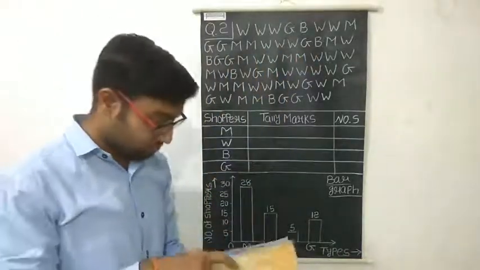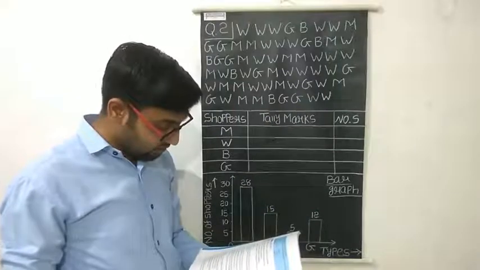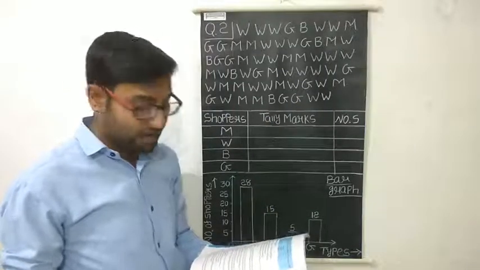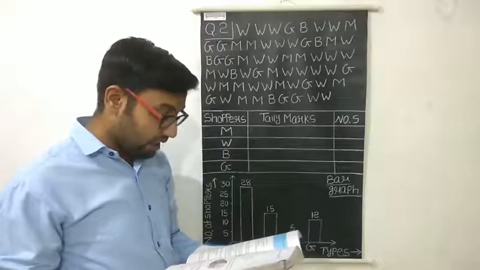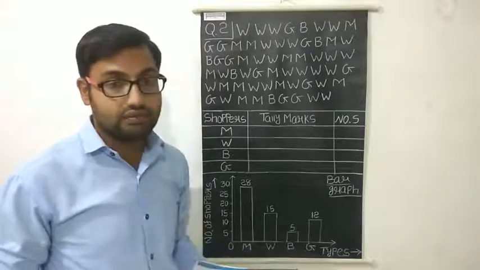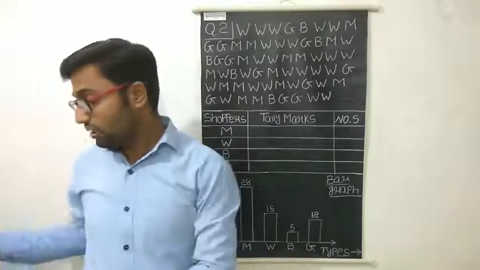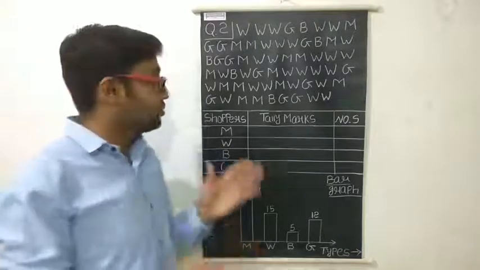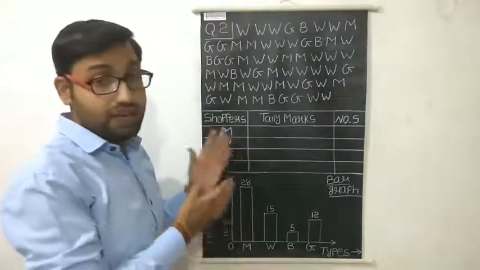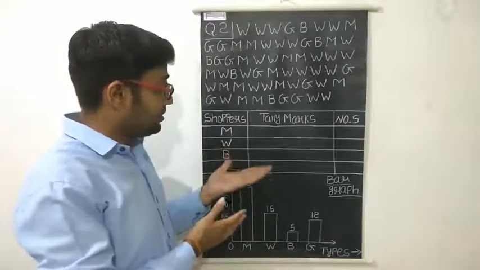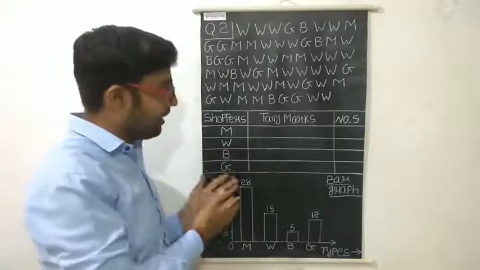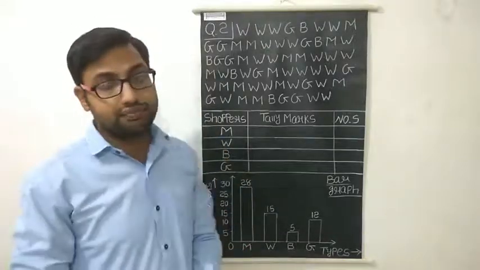What do we have to do with this data? Make a frequency distribution table using tally marks, and draw a bar graph to illustrate it. So here we have to do two things: make a frequency distribution table and draw the bar graph.